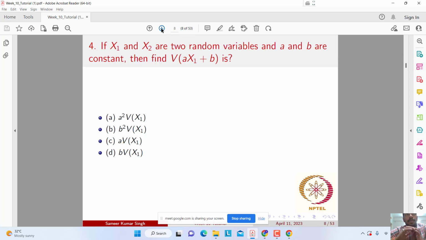Okay, question number 4 is also correlated with the previous one. In the last two questions we calculated the mean. Now we will calculate the variance. The question is: if x1 and x2 are two random variables and a and b are constants, then find the variance of ax1 plus b. Is the question clear?